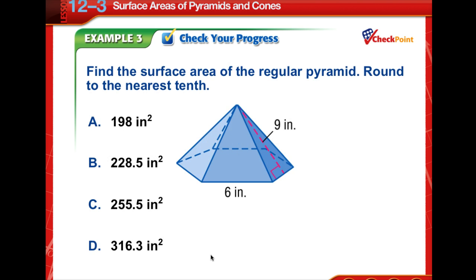So let's try this on our own. Pause the video, then come back and check to see how you did. Well, first of all, we find the perimeter of the base. This has 6 sides, so 6 times 6 is 36 inches.